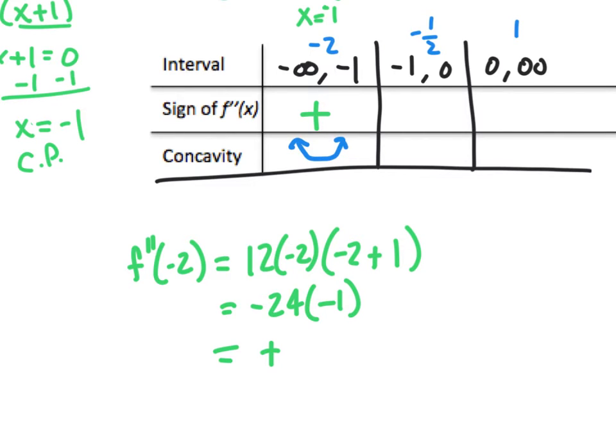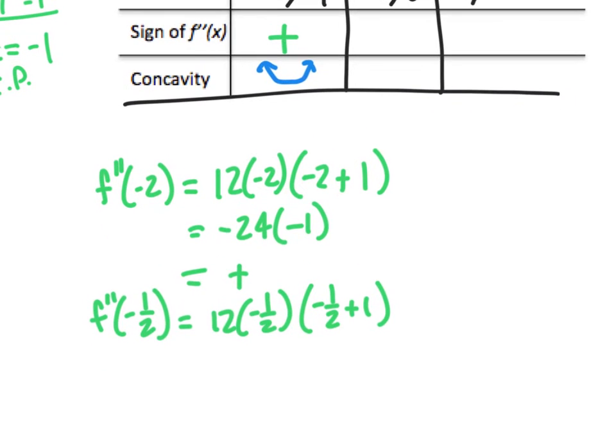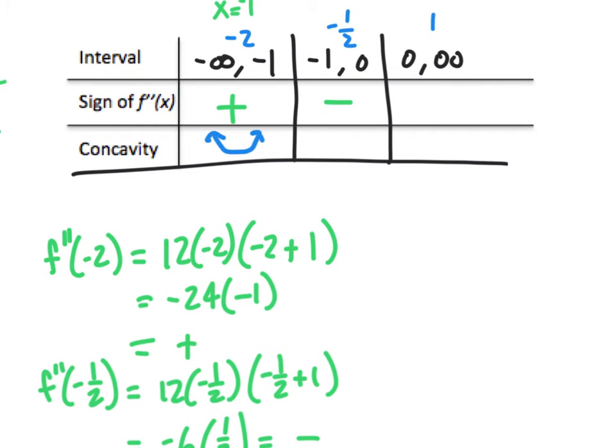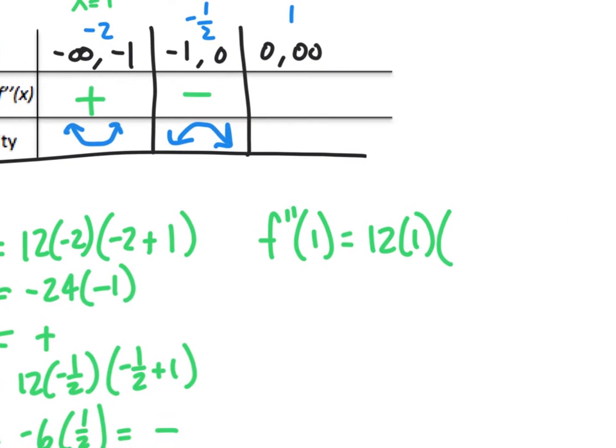And let's go ahead and plug in -1/2. So if I do f double prime of -1/2, that's going to give me 12 times -1/2 times -1/2 plus 1. And so then that's going to end up giving me -6 times a half. So negative times a positive gives me a negative. So I'm going to write that this is a negative number. That means that our function is concave down, okay? Now let's plug in f double prime of 1 and see what we get, and that's just going to give us 12 times 1 times 1 plus 1. So we just know that's automatically going to be positive. My second derivative is positive, so now we are concave up.